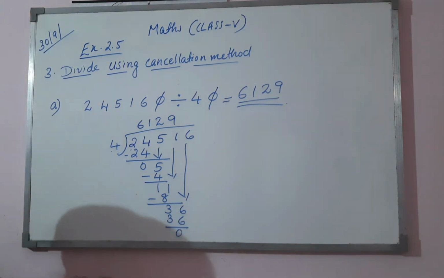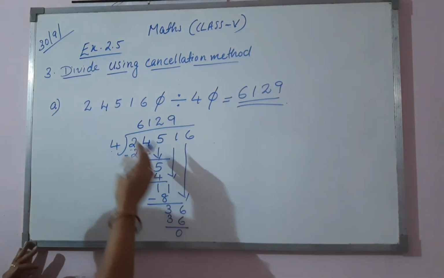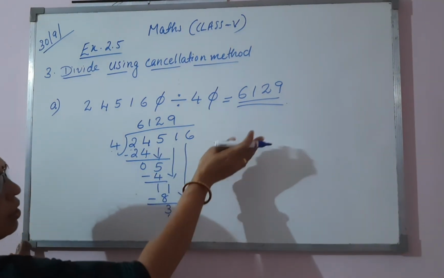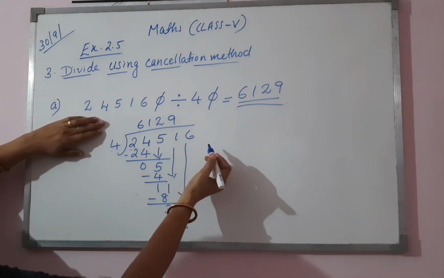Already I explained how to verify the answer. You can use that dividend is equal to divisor into quotient plus remainder. That I am not going to explain here. In 2 questions I explained already. You can do by using that method. Direct method also we can do. I will explain the direct method.